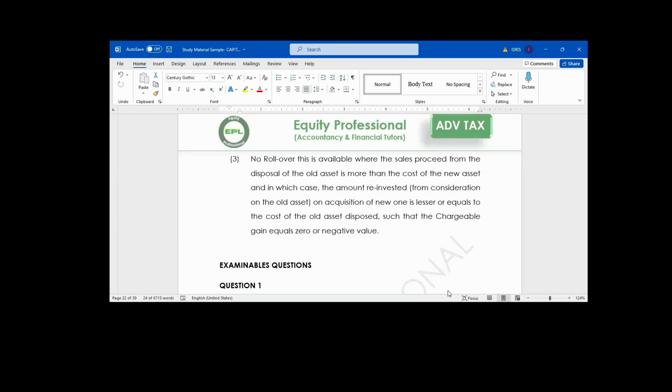Look at another illustration. A land and building. I sold it for 13 million. I bought it for 5 million. I now go and buy another land and building in a village. I bought that one for 2 million naira. What type of rollover is that?